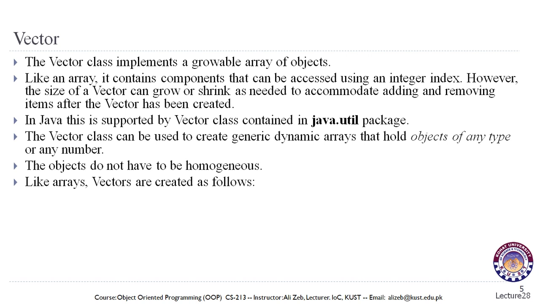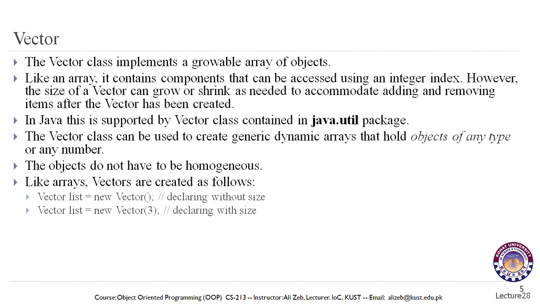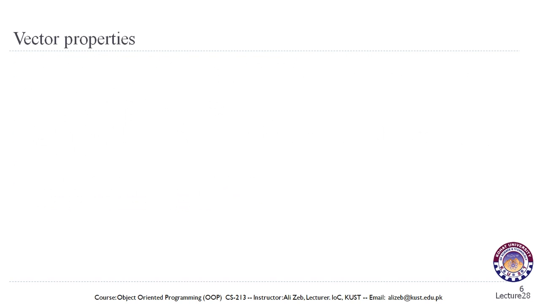Like arrays, vectors are created as follows. Vector is the name of the declaration, list is the name of the vector, and we have declared our vector list without size. Then Vector list with a size, where the initial size of the vector is 3.